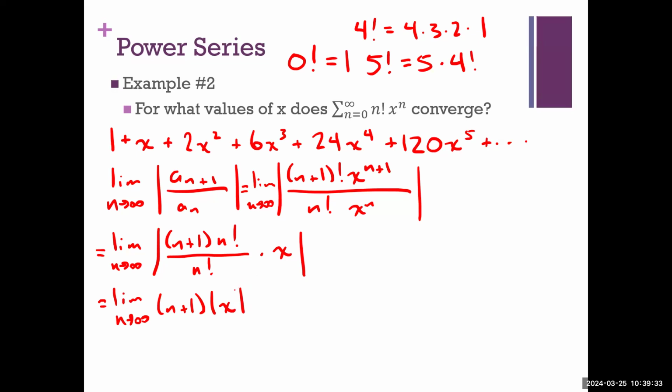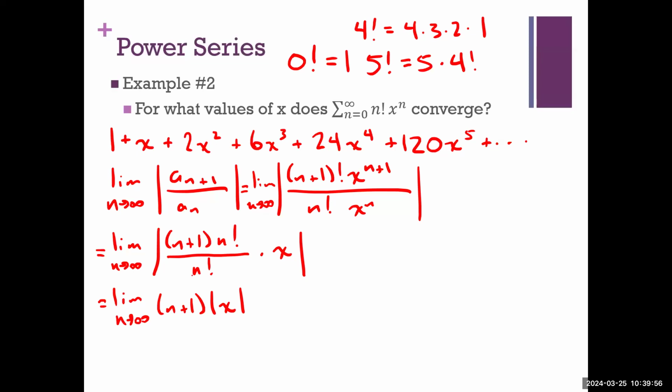One thing I want to point out, so it doesn't look like I'm just cheating. Is it clear why I'm taking the absolute values off of n plus 1? Why am I allowed to do that? Yeah, n starts at 0, so there are no negative values there to flip to positive. All right.